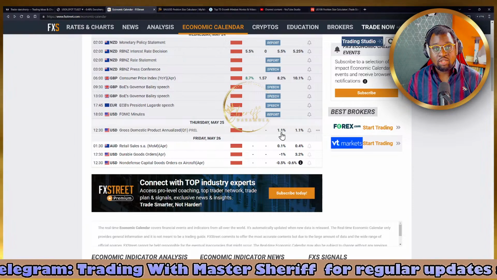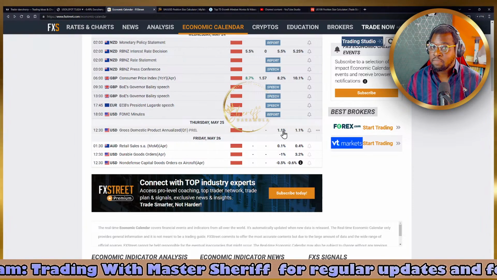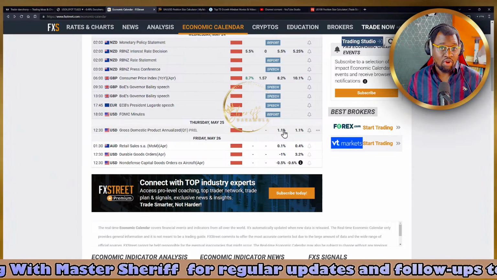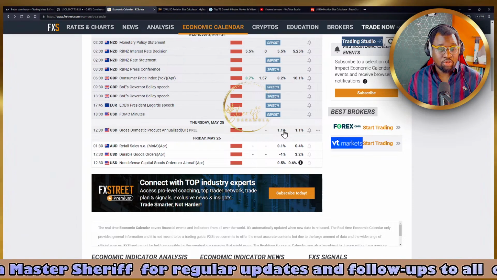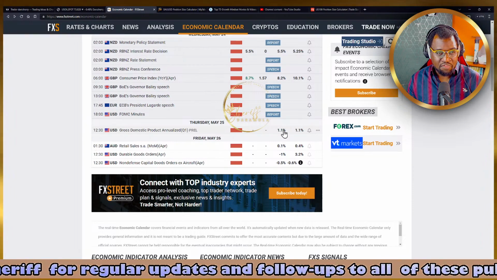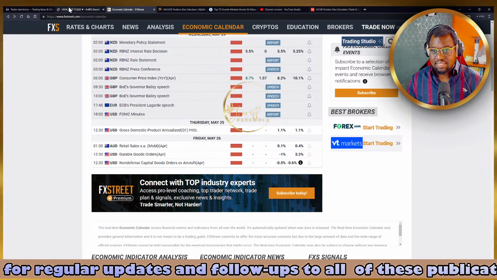So let's see what the actual data is going to be. Will it be just as expected, below expectation, or probably beyond expectation? This is going to have a whole lot of impact on how price will be moving. And in that regard, let's dive right into the chart.